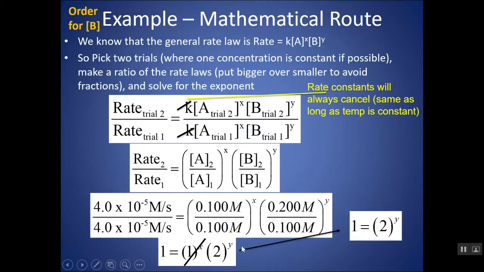And if I solve for this, 1 to 2 to what power gives me 1? Oh, y is 0. So I can show that same work that I was doing on inspection. I can show it mathematically just by making a ratio of the rate laws. I always end up usually putting the trial that has the larger numbers on top and the trial that has the smaller numbers on bottom so that I'm working with whole numbers rather than fractions.